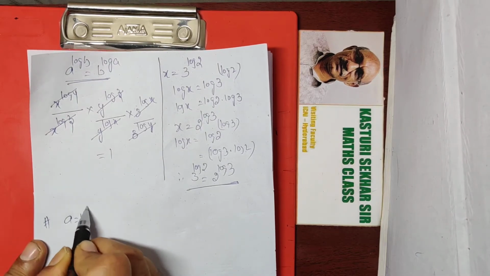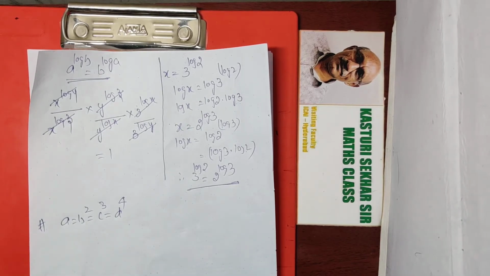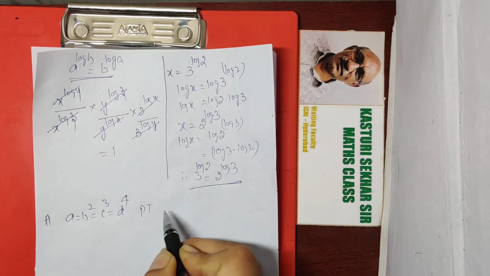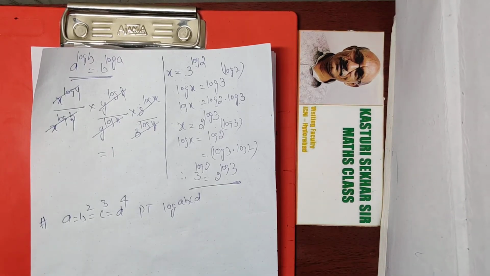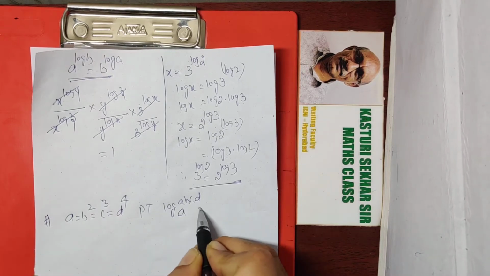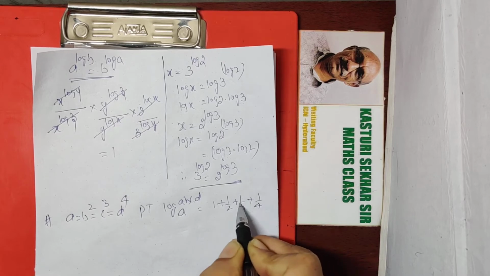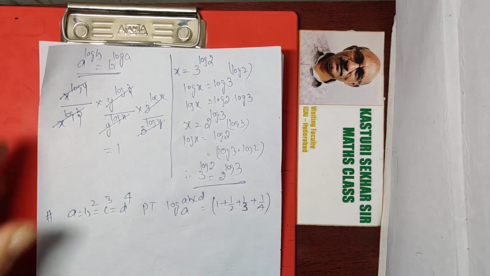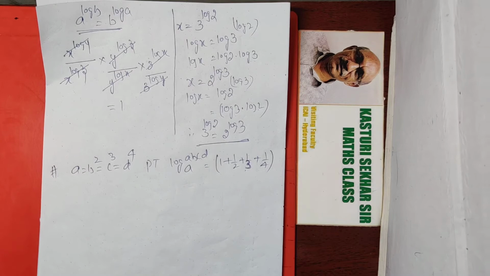A is equal to b square is equal to c cube is equal to d power 4. Then prove that log ABCD to the base A is equal to 1 plus 1 by 2 plus 1 by 3 plus 1 by 4.